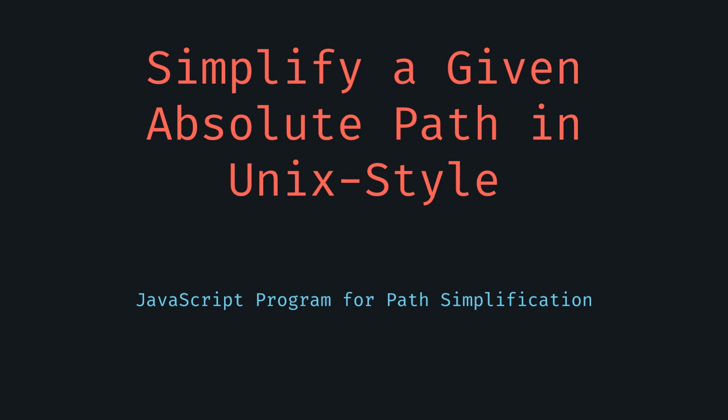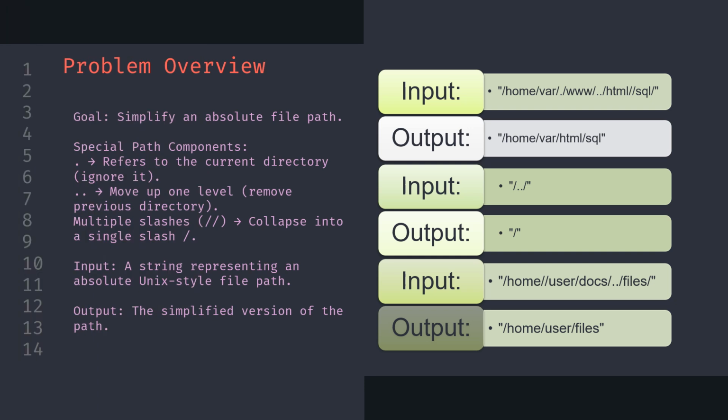Unix-style file paths often contain redundant elements like a dot for the current directory, two dots to move up one level, or multiple slashes. Our program will clean up the path and produce a simplified version. Let's understand the problem. We need to simplify a Unix-style file path by removing unnecessary paths.